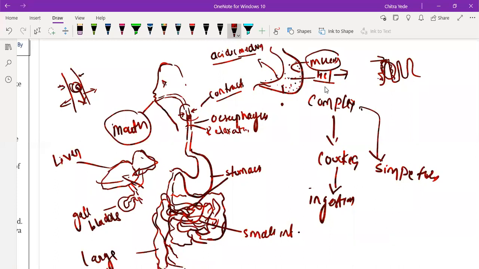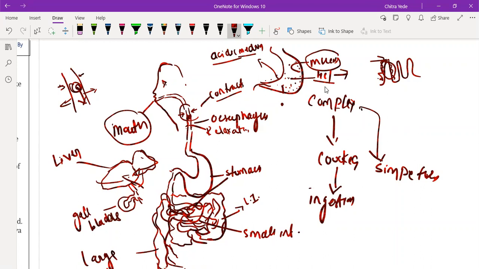Okay. So once the absorption of nutrition takes place in the small intestine, that food is then supplied to the large intestine. So in the large intestine, what happens? There is no digestive process that takes place in the large intestine. Only if there is a need for water and salt in the organism's body, then the water and salt are absorbed.